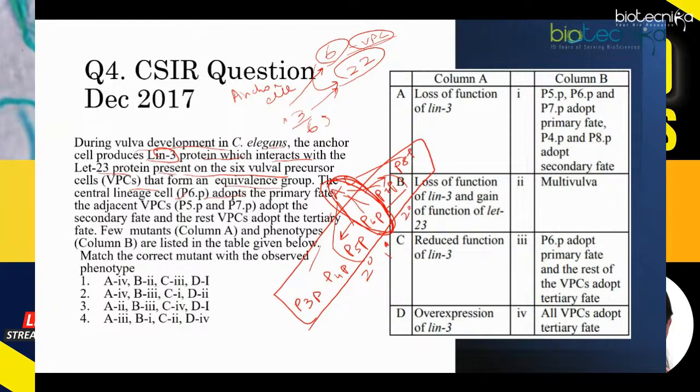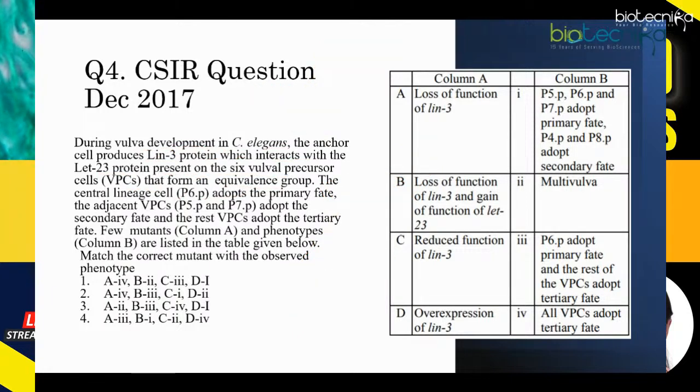Now a few mutants and phenotypes are given. Can you tell me which is correct? Sarita says option 1 for this also.